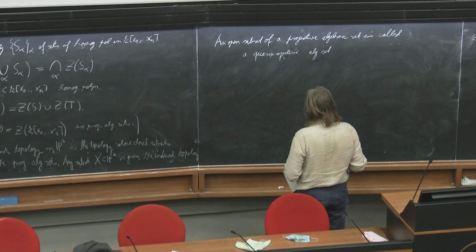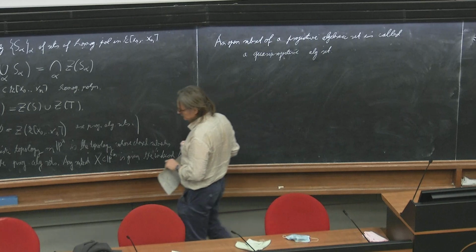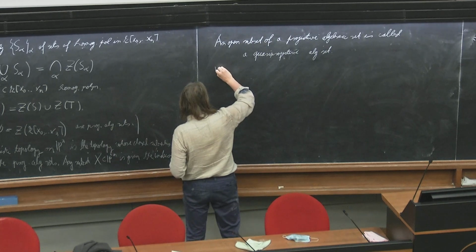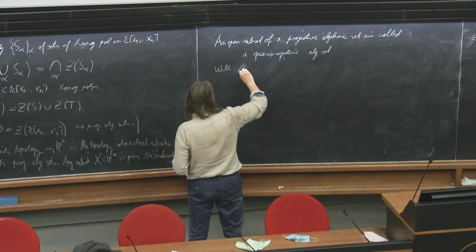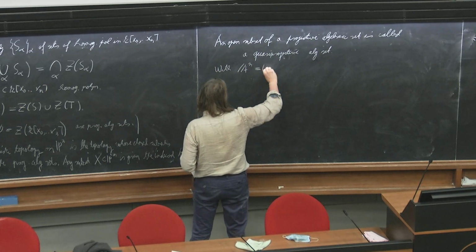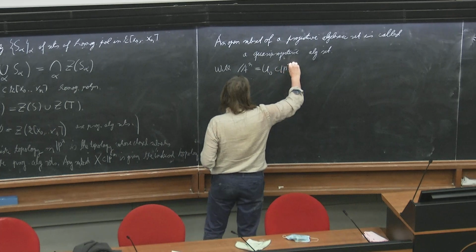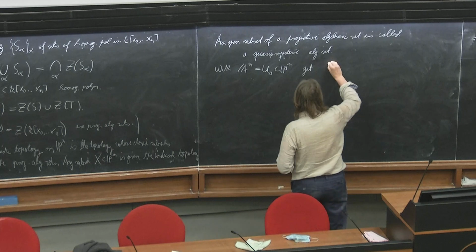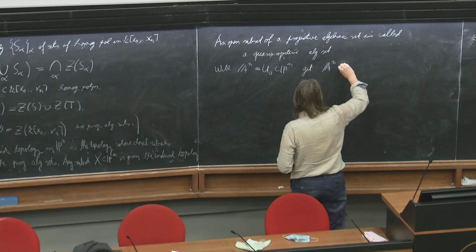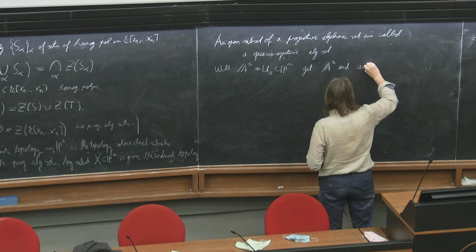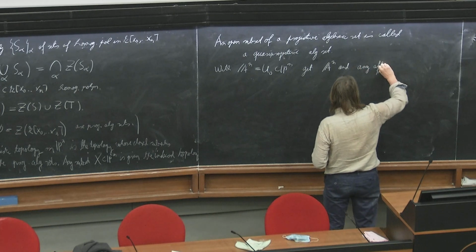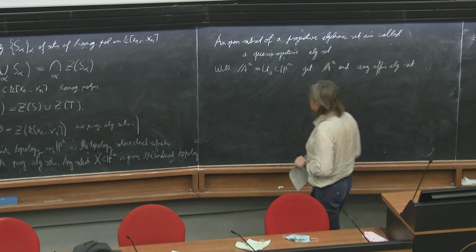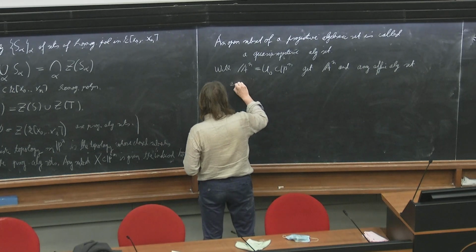And so in particular, if we make the identification of An with U0 in Pn, we get that An, and in fact any affine algebraic set, are quasi-projective algebraic sets.